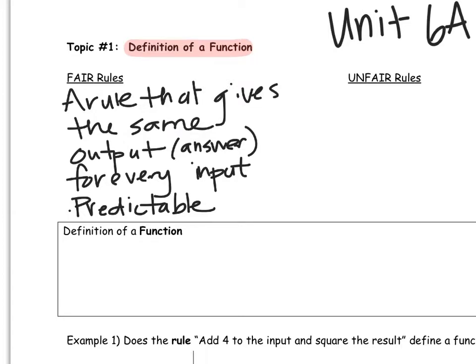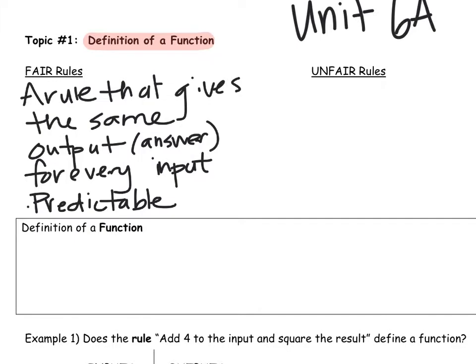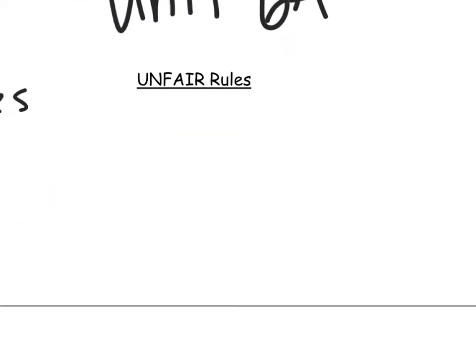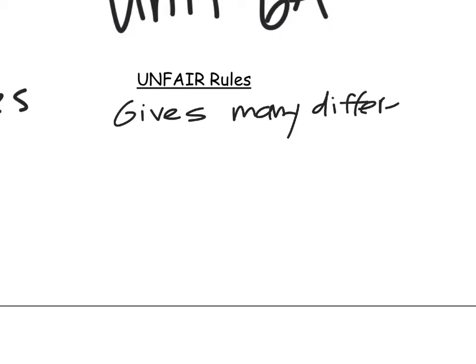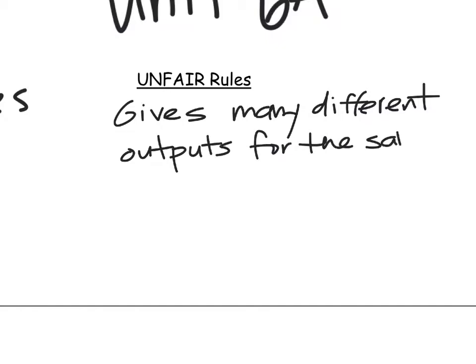An unfair rule is a rule that gives many different outputs for the same input.